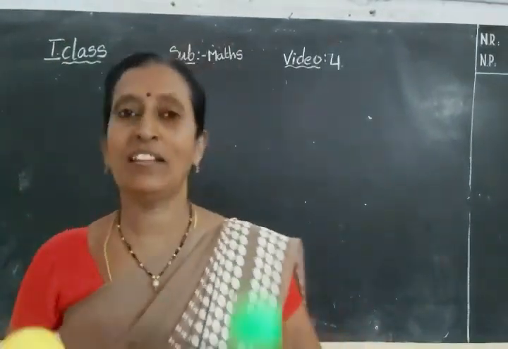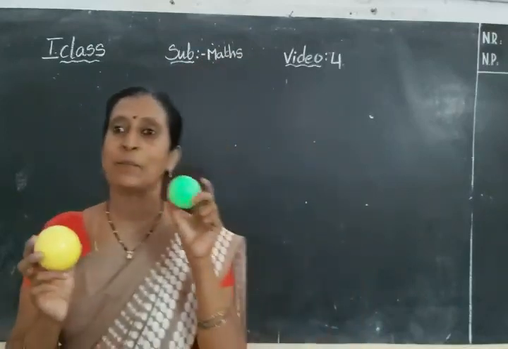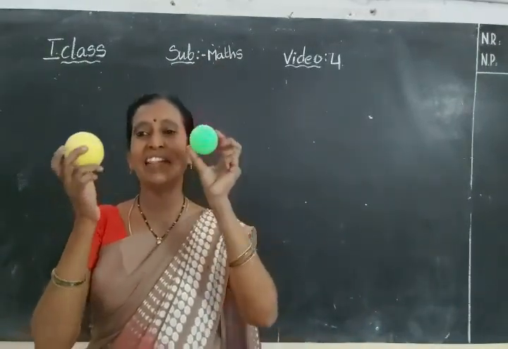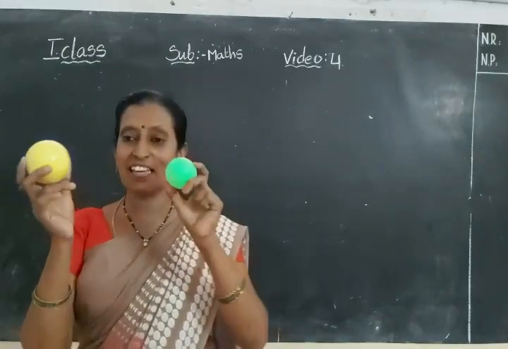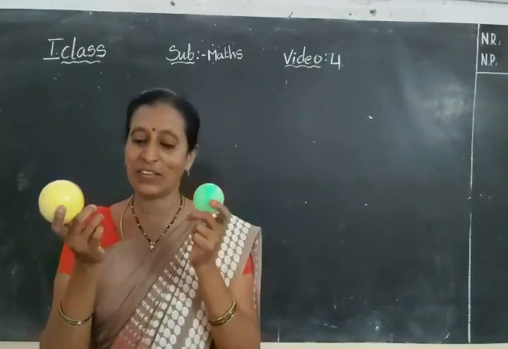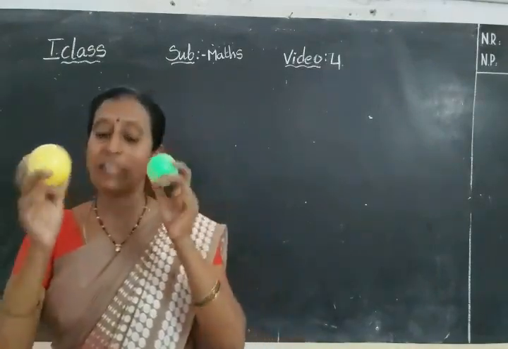Next, here I am showing. What is this one? This is also a ball. This is a ball and this is a ball. See here, these two balls are the same size. Why? Because you are comparing.